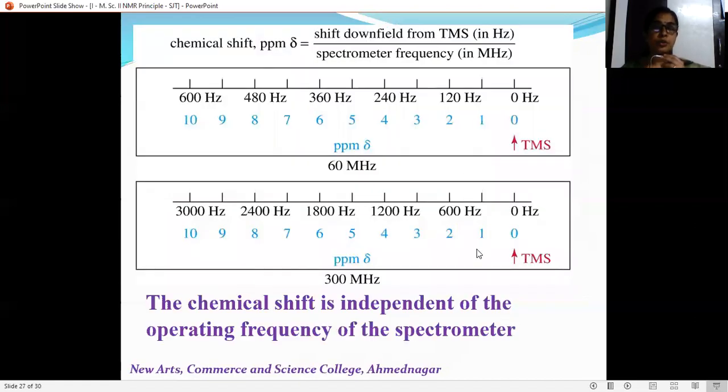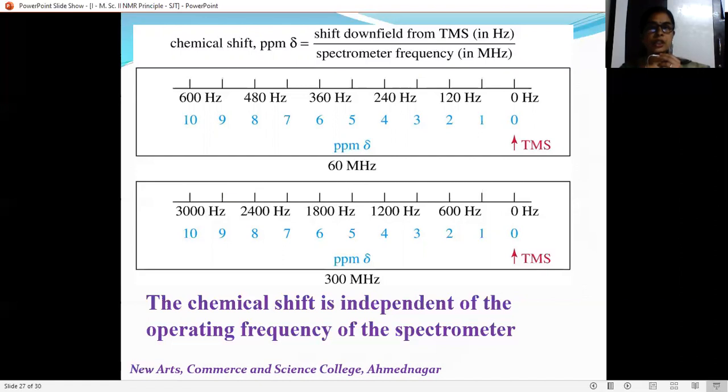Look at these two scales. This is the scale on a 60 megahertz machine, and this is the scale on a 300 megahertz machine. That is, the operating frequencies are different. Now if you look, this is the zero with respect to both the operating frequencies, but look at this first unit on the scale.